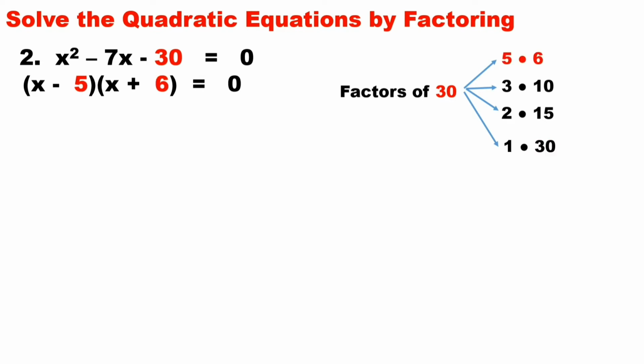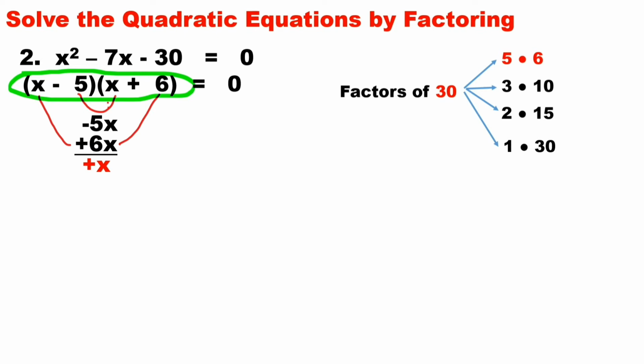First to use factors of 30 are 5 and 6. Negative 5 times x equals negative 5x. X times 6 equals positive 6x. Adding them, negative 5x plus 6x equals positive x. Since positive x did not match to the middle term which is negative 7x, the factors x minus 5 and x plus 6 are not correct.